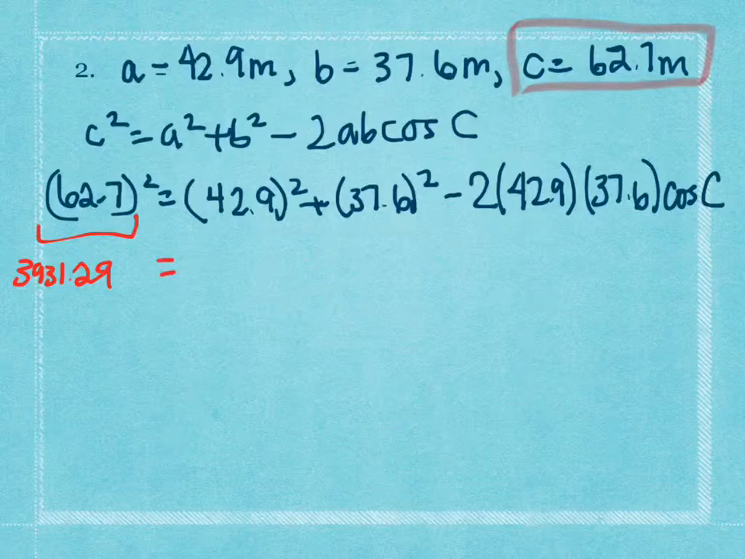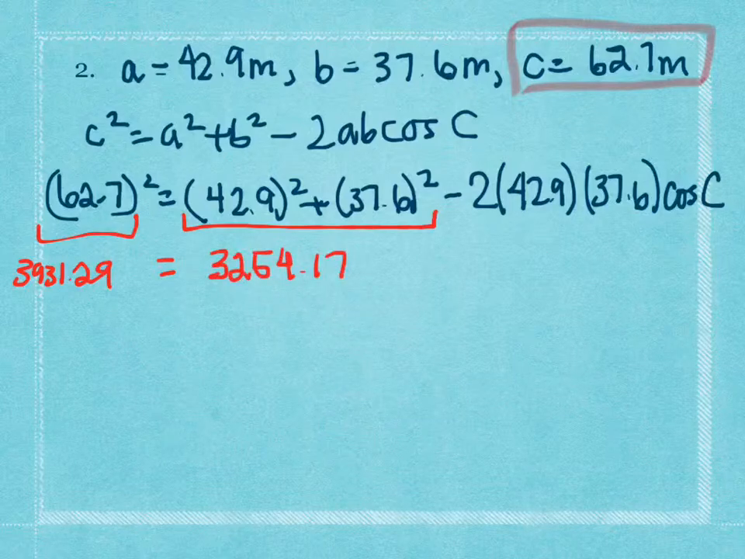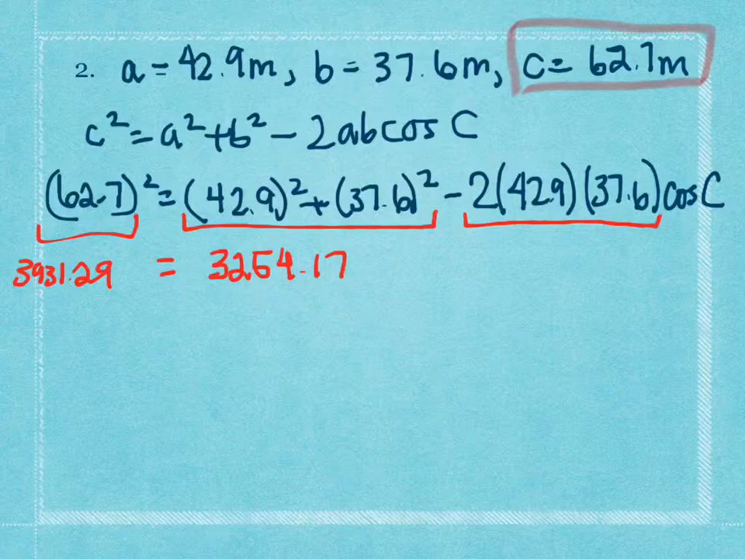Okay, great. The next thing we're going to do is find these two that are squared and added together. So square the 42.9, square the 37.6, and add those two together. Do you have it, Janet? 3,254.27. Okay, great. And then we're going to do this one more time. I'm going to multiply, or you're going to multiply, 2 times the 42.9 times the 37.6.